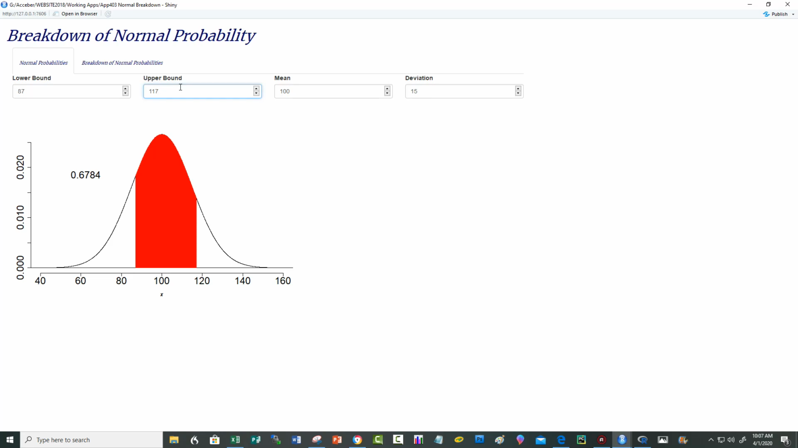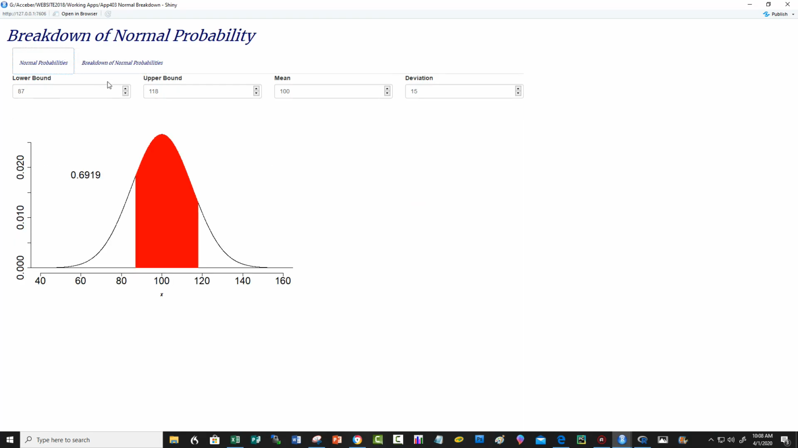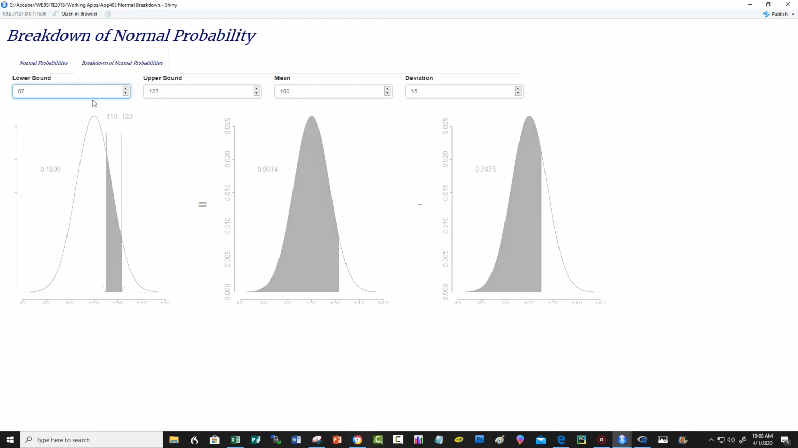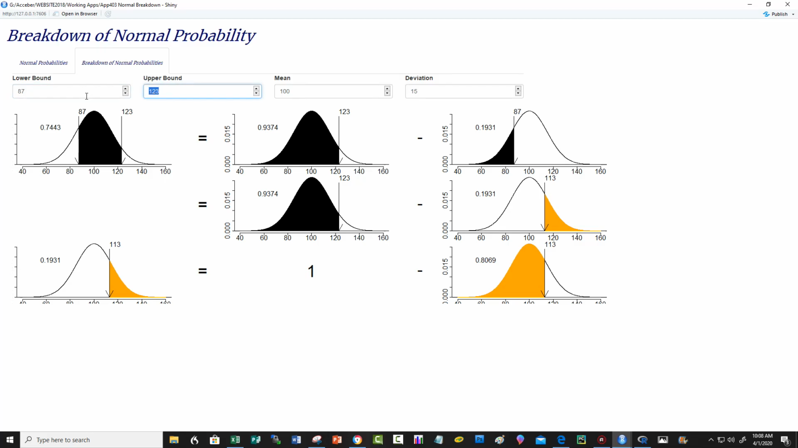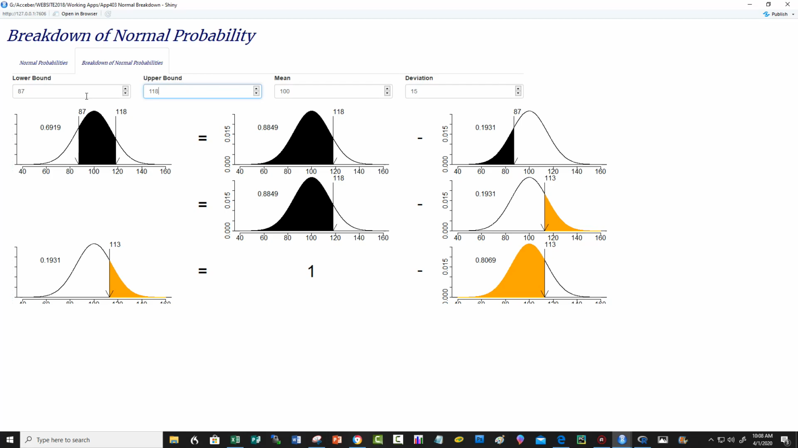Now this one's going to be more complicated if we use the chart to the left, and here's the breakdown of it. Oh, we have to set this as the same one. So I should set it to where it's automatic: 87, 118. Alright, so here's how we would visualize it.